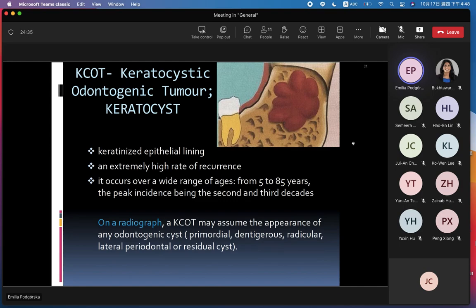We have also keratocystic odontogenic tumor, also called keratocyst. It has a keratinized epithelial lining and an extremely high rate of recurrence. It occurs over a wide range of ages from 5 to 85 years, the peak incidence being the second and third decades. On a radiograph, it may assume the appearance of any odontogenic cyst.